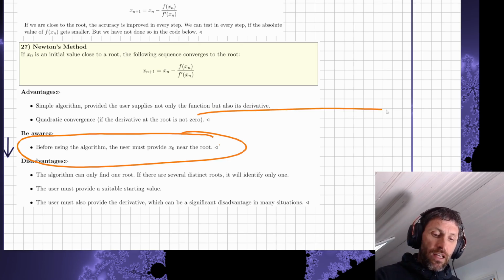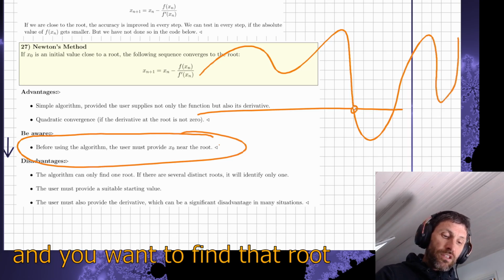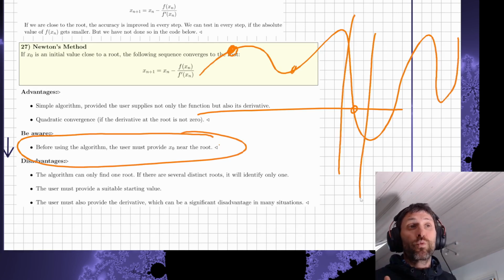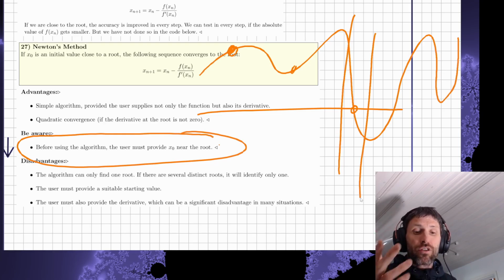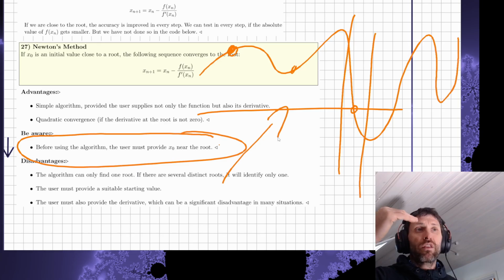If you have a function like that, and you want to find that derivative, you should not start with that point and not with that point. You should start with some point in the vicinity of the root. But how can you find this starting value? You are looking for the root, and if the function is of that kind here, then it will be hard for you to find good starting points. That's a big disadvantage. Let's see if we can overcome this limitation.